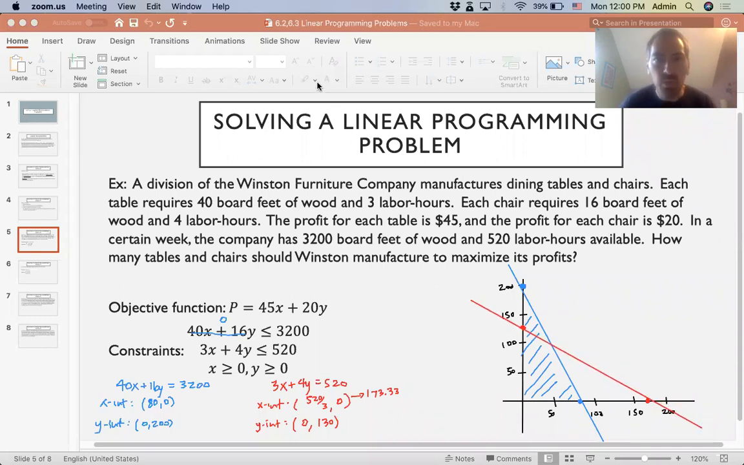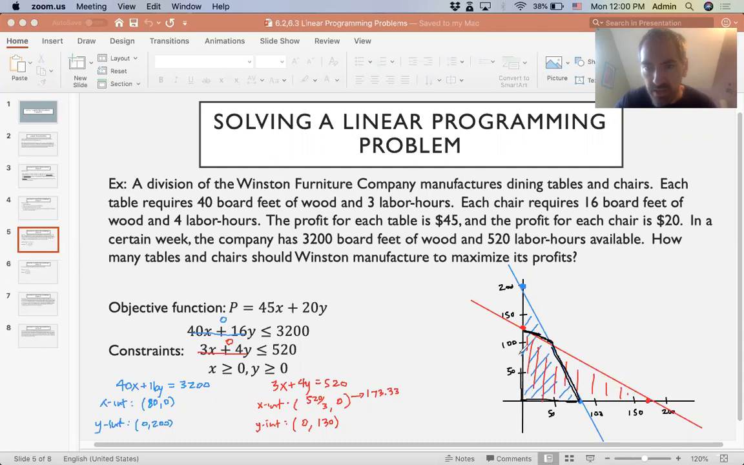And again, we want to choose a test point, 0, 0. That sets the left-hand side equal to 0, and 0 is less than 520. So again, we'll shade below that red line. And our feasible solution is where you see the overlap of blue and red. I'll highlight that in black here. All right, so this is our feasible set.